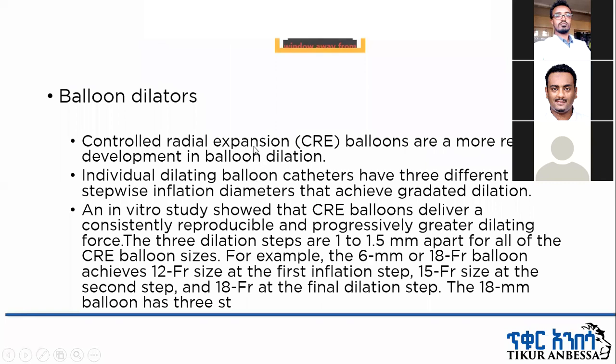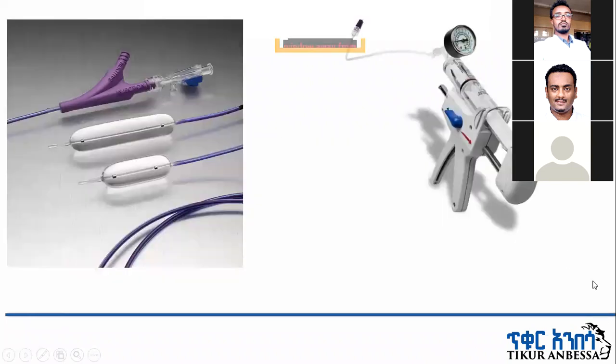And what balloon dilators do is that you expand the balloon inside the stricture site and deliver a radial force, I mean a circumferential force, into the stricture site, and then gradually increase the size of the balloon to achieve luminal patency. This is the technique.